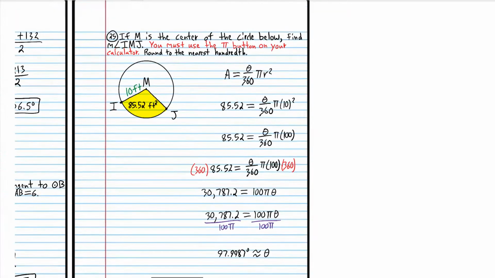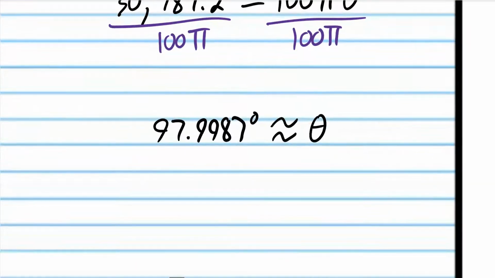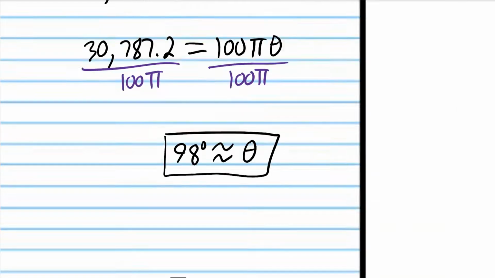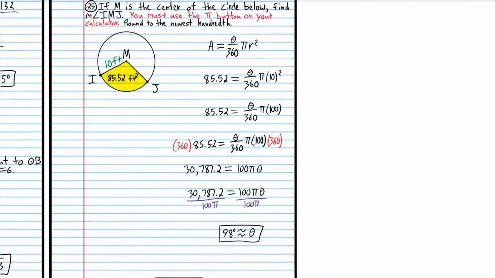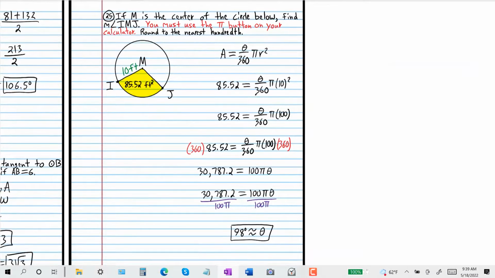Now it says to round to the nearest hundredth, so that's this place here. So I'm going to look to the 8. The 8 tells us to round up, but if we round up, there's nowhere to go, so we have to round this number up, but there's nowhere to go there either, so we have to round this number up, and we end up with 98. So I'm just going to round that all the way to 98 degrees. And I believe that is what we're looking for, the measure of angle IMJ.